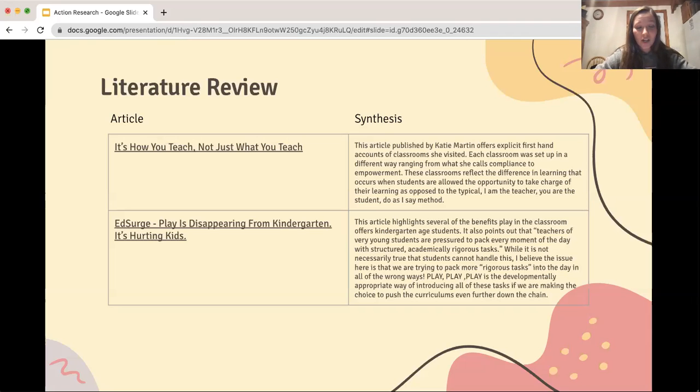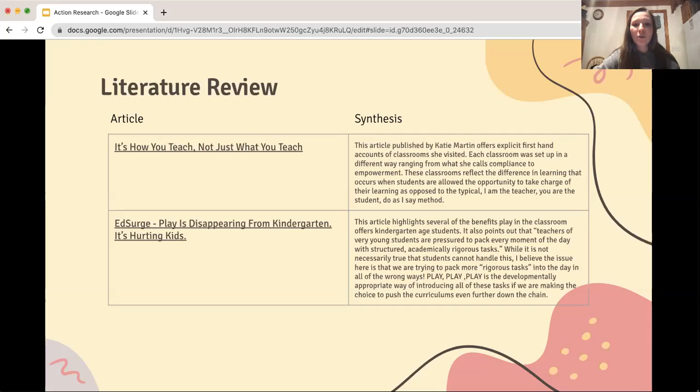As a kindergarten teacher, when I walked into my classroom in August, I was handed a curriculum for every subject that I teach. I teach phonics, math, writing, and reading, and I have a curriculum for all of those. So while it's not necessarily true that students can't handle these academically rigorous tasks, in my professional opinion, I believe the issue is that we are trying to pack these rigorous tasks into the day all the wrong way. I have play as the developmentally appropriate way of introducing all of these tasks if we're choosing to push the curriculum even further down the chain.